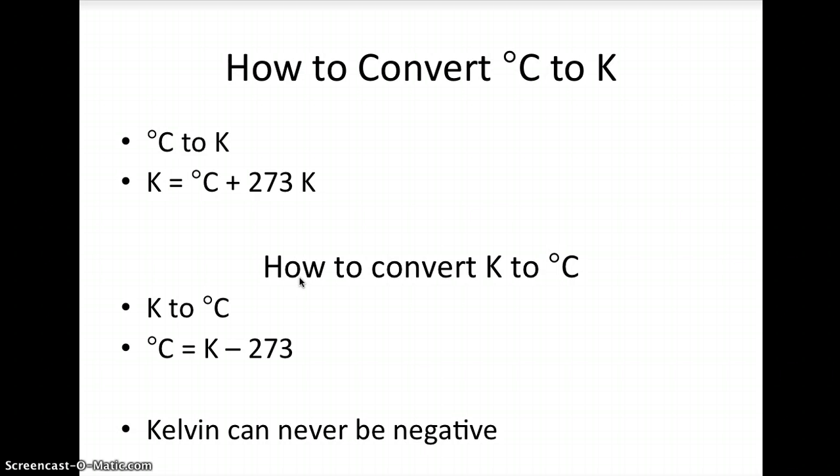So how to convert from degrees Celsius to Kelvin? We simply want to take our degrees Celsius and add 273 to it. That's it. That's all you do to go from degrees Celsius to Kelvin. How to convert from Kelvin to degrees Celsius? Easy. Just take the Kelvin amount that you're given and subtract 273 from it.